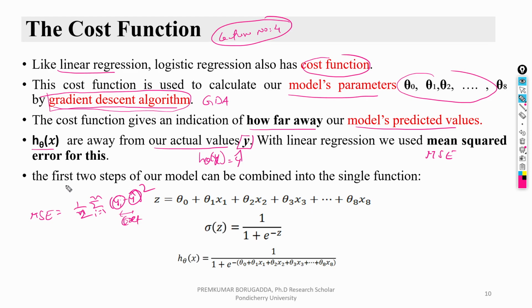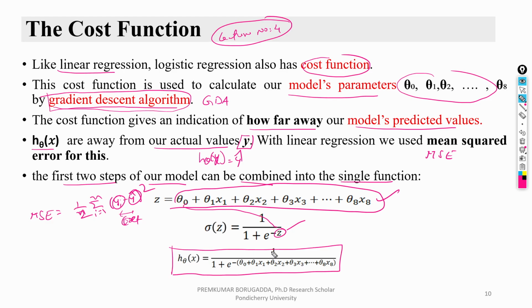So the first two steps of our model can be combined into a single form. This is step 1 and this is step 2. In place of z we substitute this equation, and you will get 1 by 1 plus e to the power of minus z, where in place of z we are taking theta naught to theta 8.